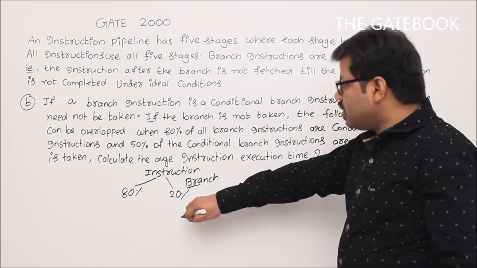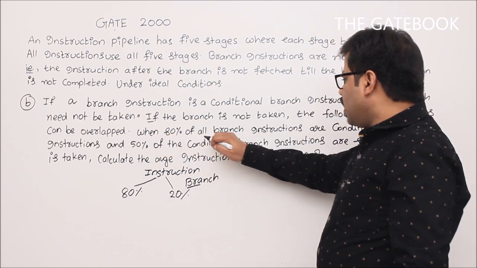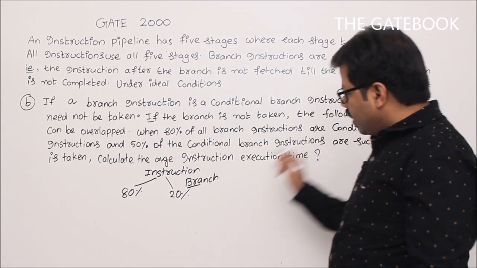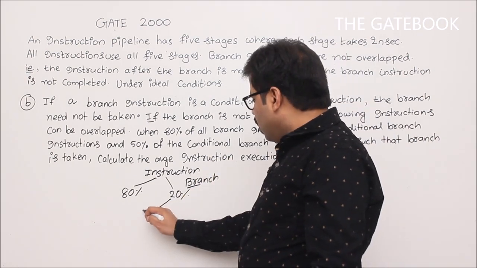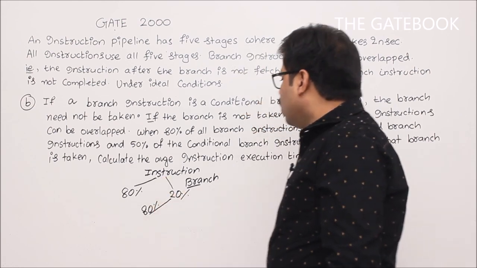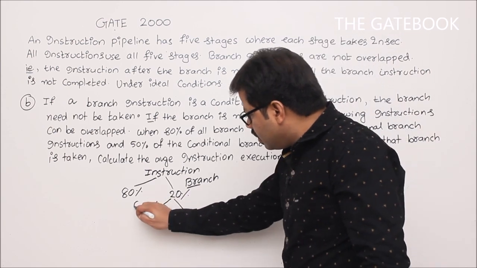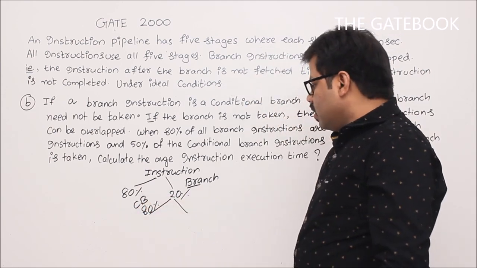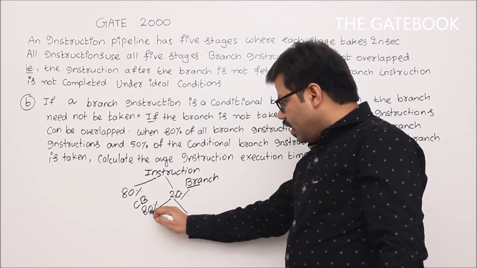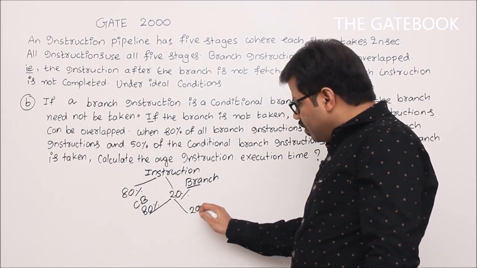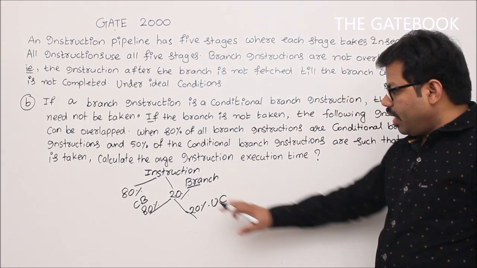So in those branch instructions, now the remaining story. When 80% of all branch instructions are conditional branch, that means we already know that only 20% are branch. Out of them, he is saying that 80% are conditional branch instructions. So let me write, these are all conditional branch instructions. But the total should tally to 100, right? In the 20, 80% are conditional branch, the remaining 20% are unconditional.